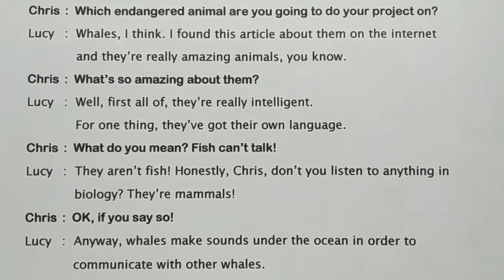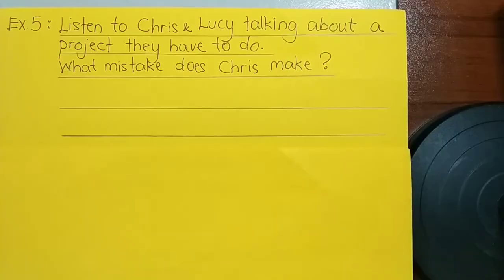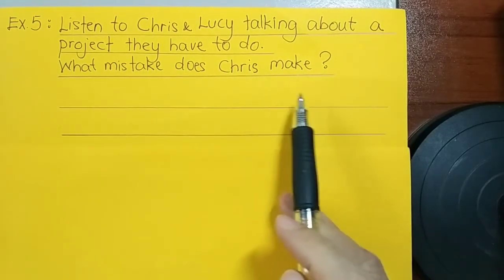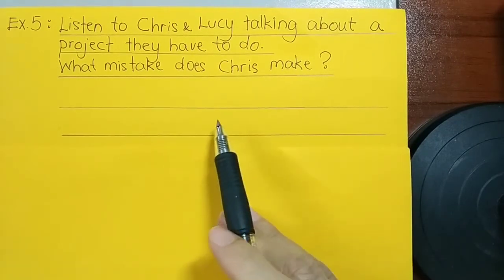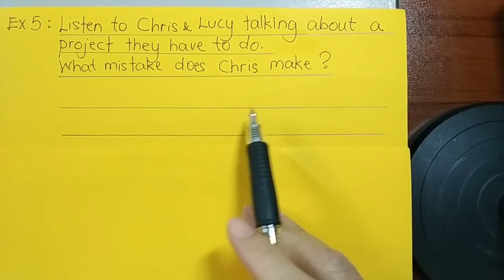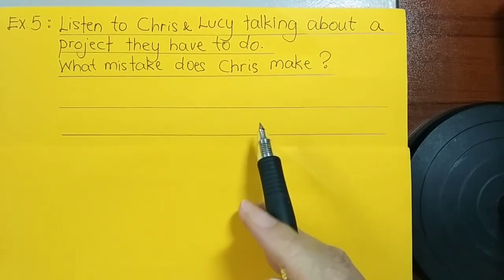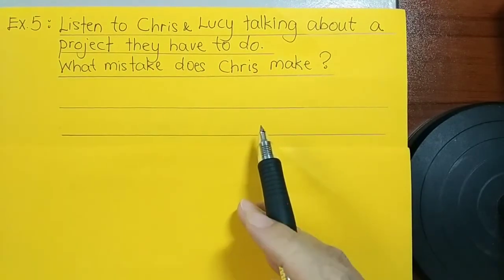That's the whole audio script that I've read out to you. Now let's answer the question in exercise 5. What mistake does Chris make? Remember what Chris says about whales? Well, he thinks that whales are fish. That's when Lucy gave him a piece of her mind.